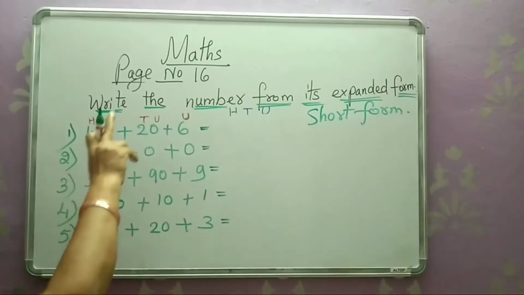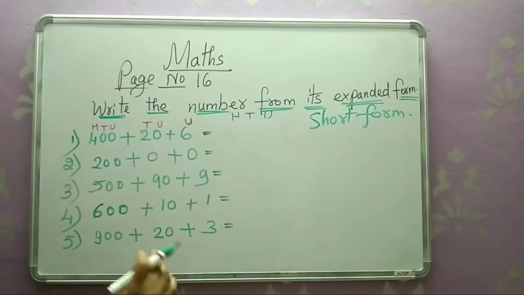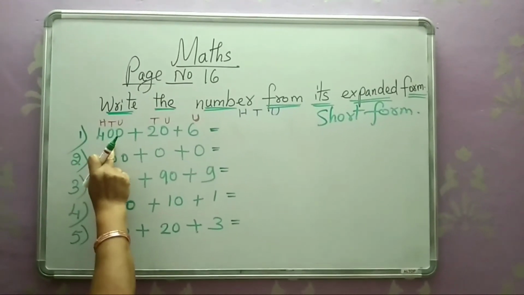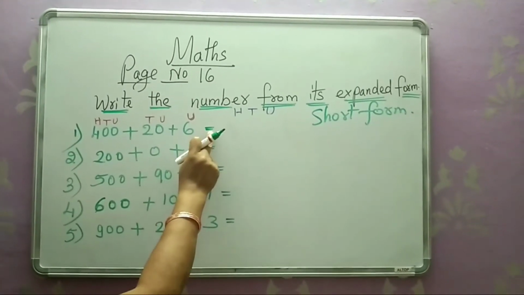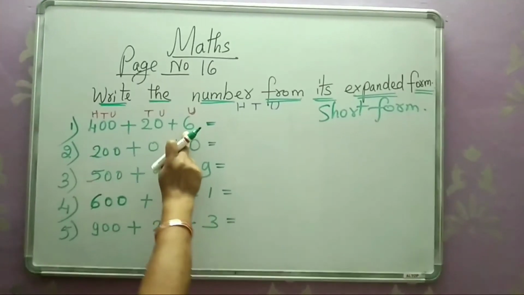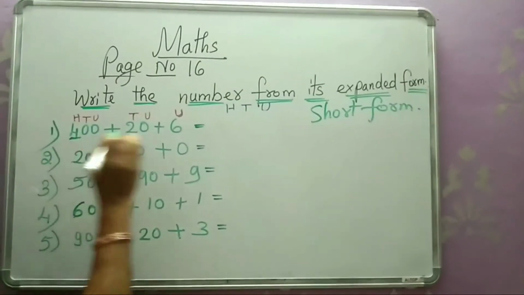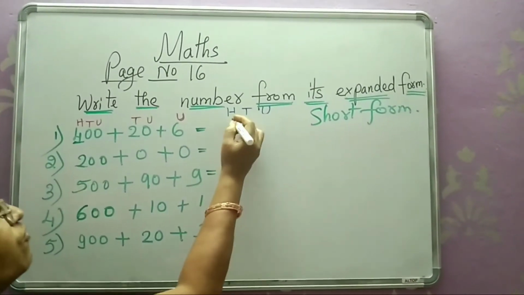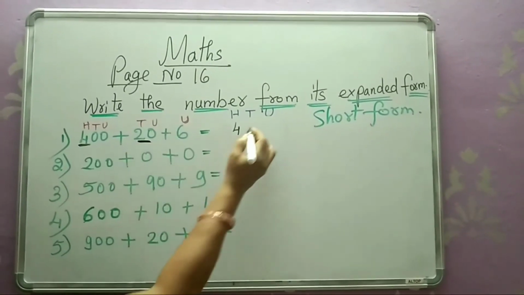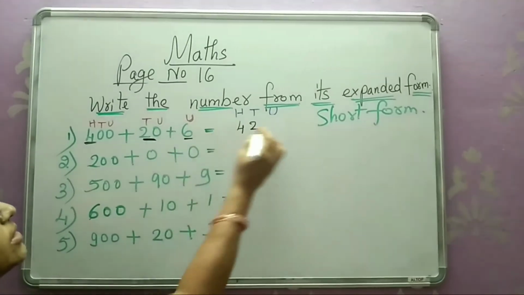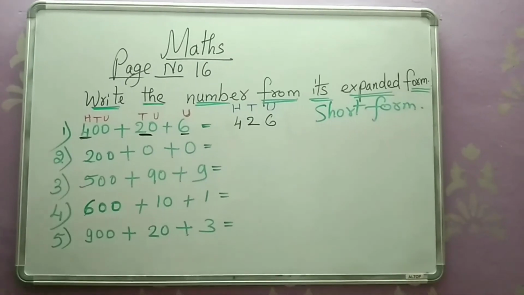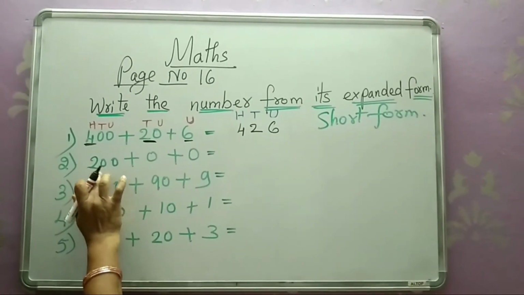Children, today, page number 16, we will learn to write expanded form in short form. Okay? Now here 420 plus 6 is given. So we'll write its short form. In hundreds place 4 is there and in tens place 2 is there. 4, 2 and 6. That is 426. The place of the digit determines its value.